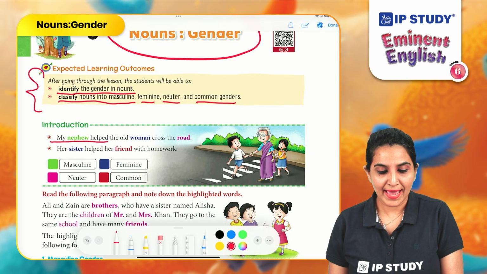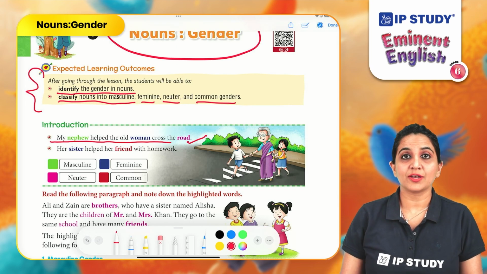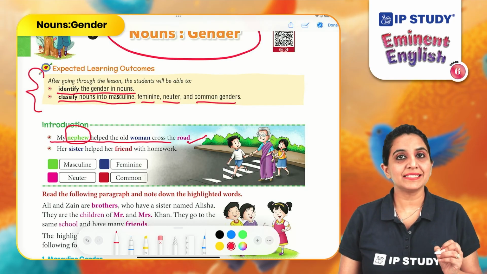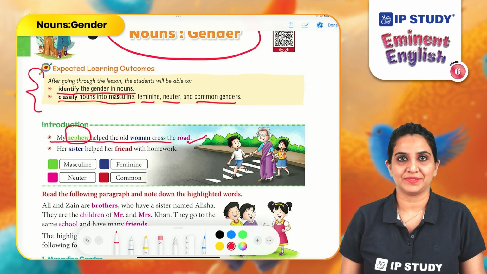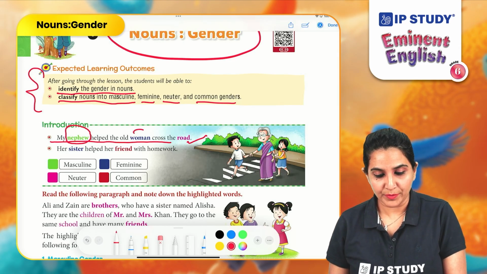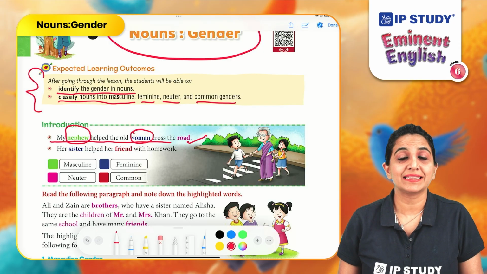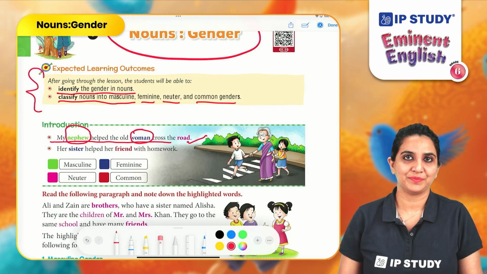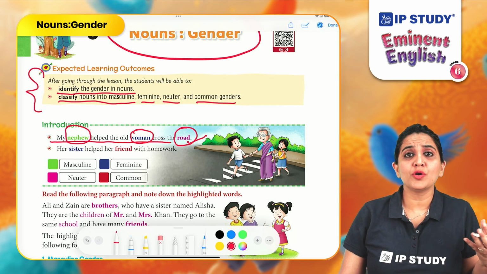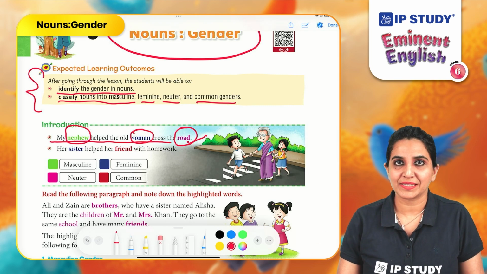My nephew helped the old woman cross the road. In this sentence, the nouns such as nephew. This noun belongs to masculine gender because it belongs to the male group. Woman. This noun belongs to the feminine gender because it belongs to the female group. Road. Now, road neither belongs to the male group nor to the female group. That means road is the neuter gender.